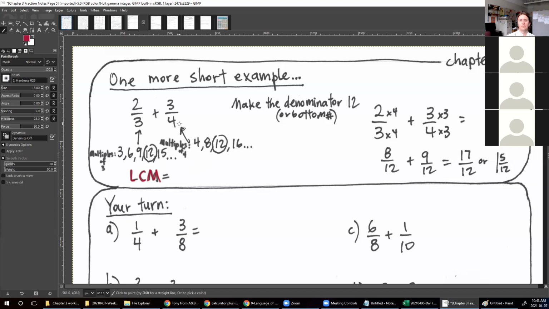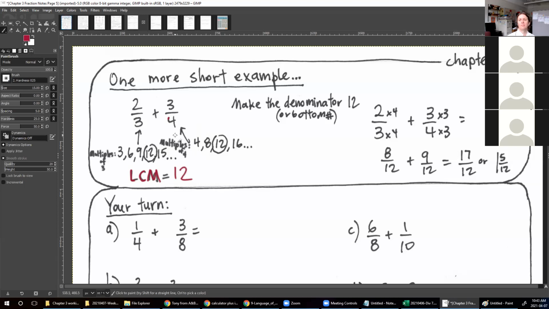I'm going to do the same thing for 4. I'm going to list the multiples of 4. 4 times 1 is 4, 4 times 2 is 8, 4 times 3 is 12, 16. You're going to list a few of them, and then you're going to look for a common one. It's got to be the same in both. I can't choose 9 because 9 isn't in this list. I can't choose 4 because 4 isn't in this list. 12 is in both. So the lowest common multiple is going to be 12.